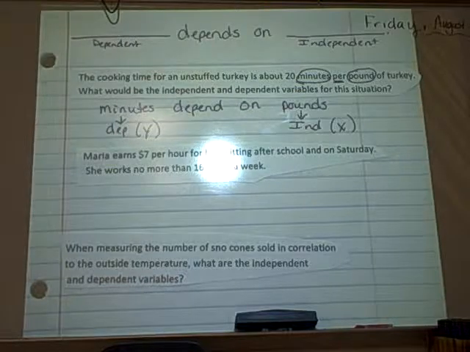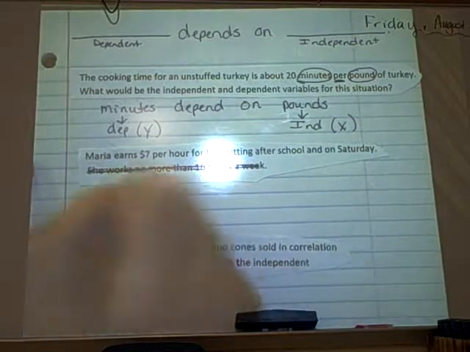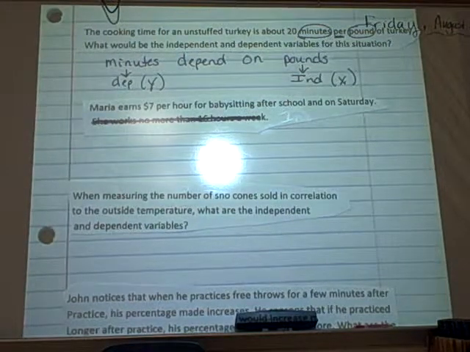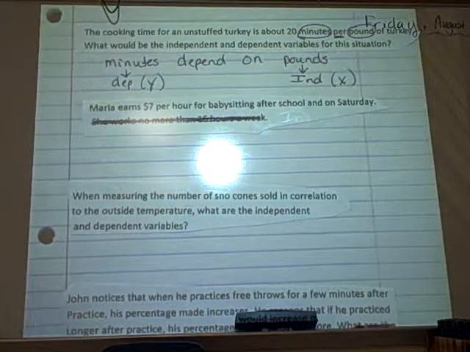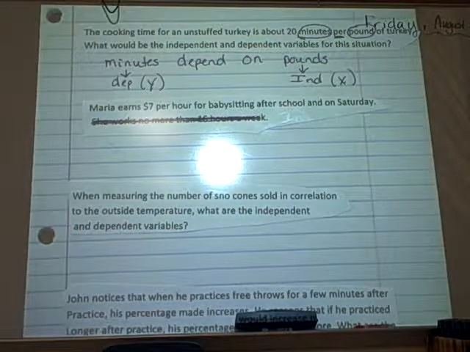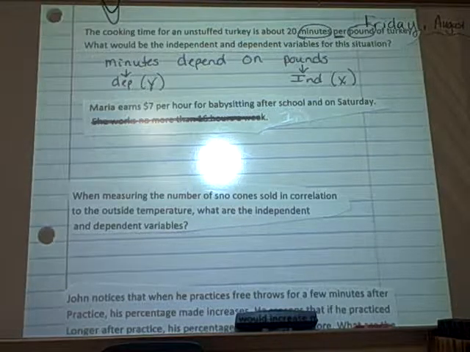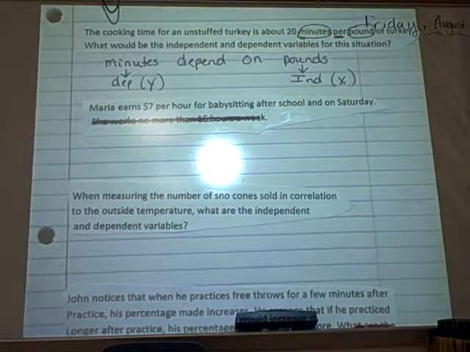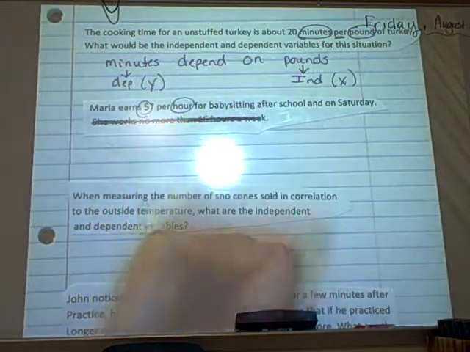Okay, on the next one, you can mark out this part about working no more than 16 hours a week. That's just useless. We don't need that. The basic situation is she's babysitting. She gets $7 per hour. And if we're looking at how much money she makes. So remember, per is kind of a clue word. What do you think your two variables might be? Okay, it's not going to be the 7, but it's dollars. How much money. So dollars and hours.